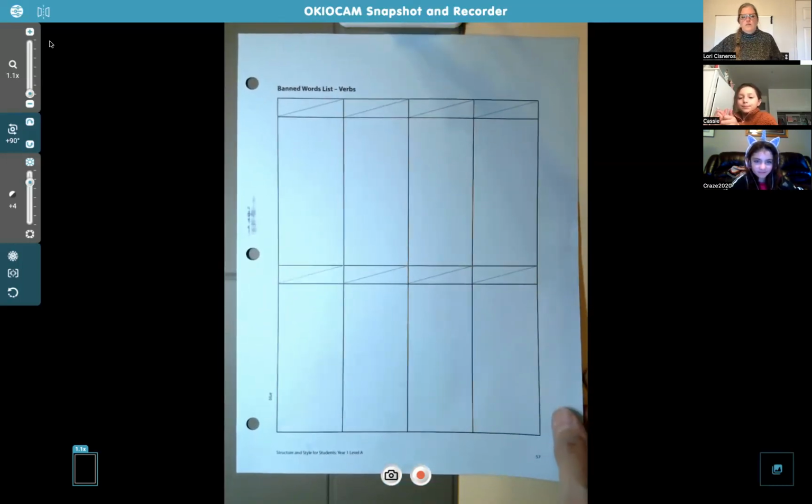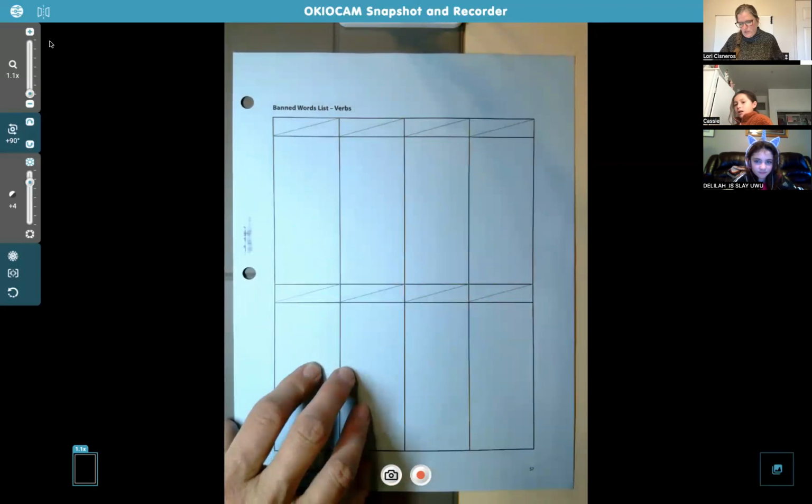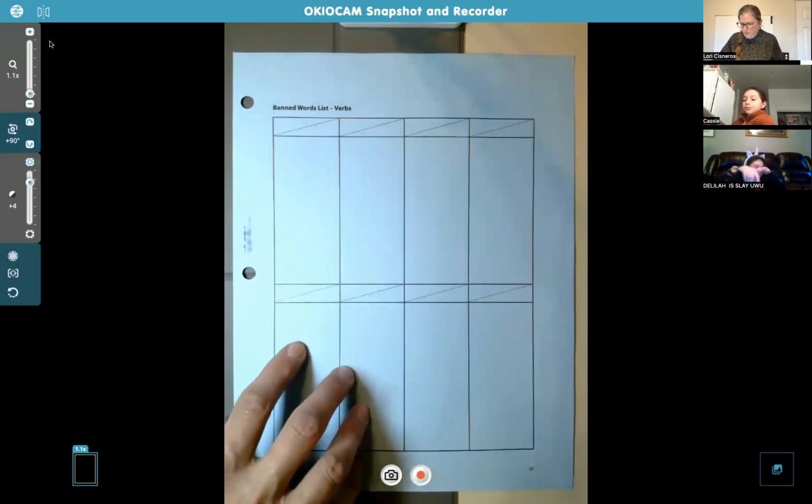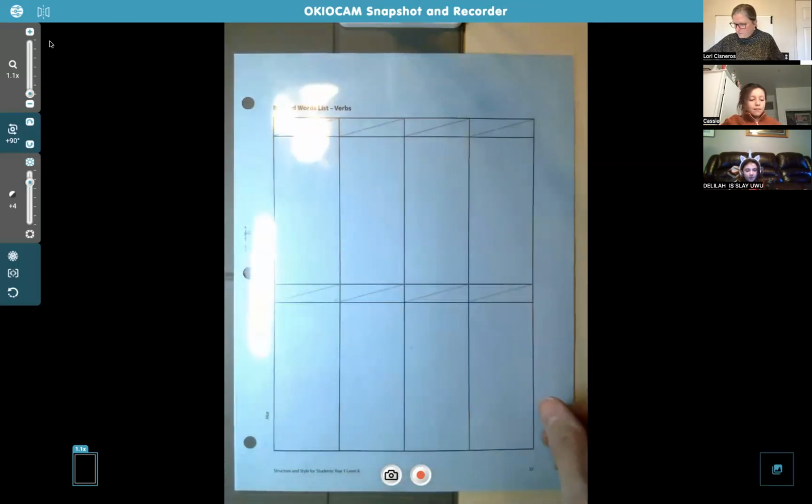Got it? Okay, good. Go ahead and put your grammar books away. And now we're going to talk about the banned words list. So this is the blue page. It should be at the front of your binder, at the very, very front. It's page 57, but we took it out before. So that should be at the front of your binder.